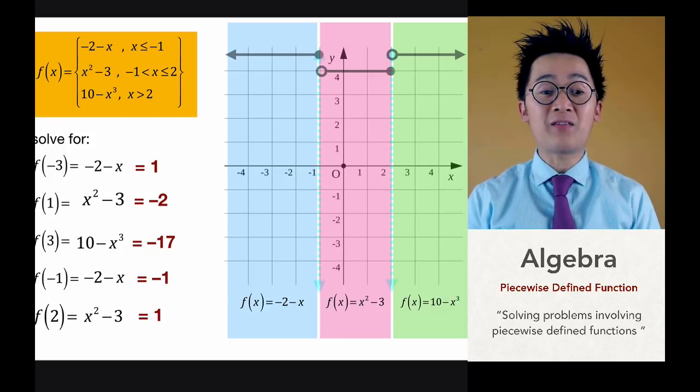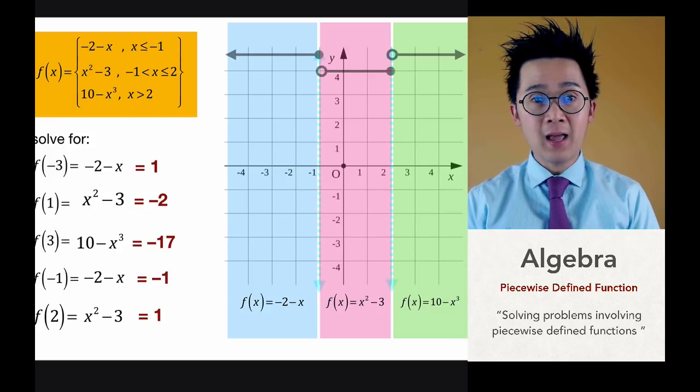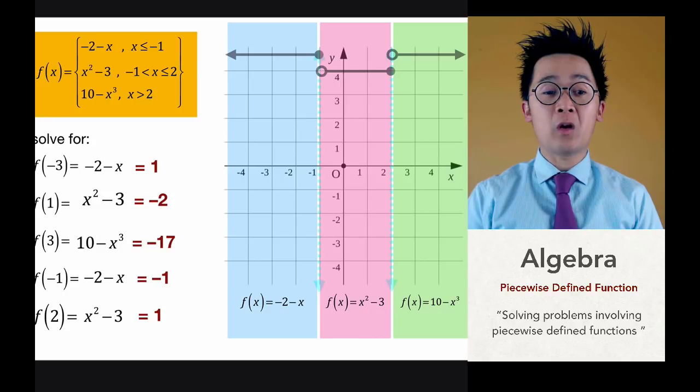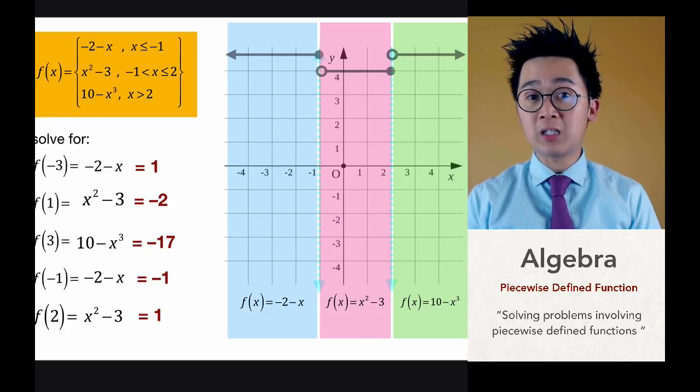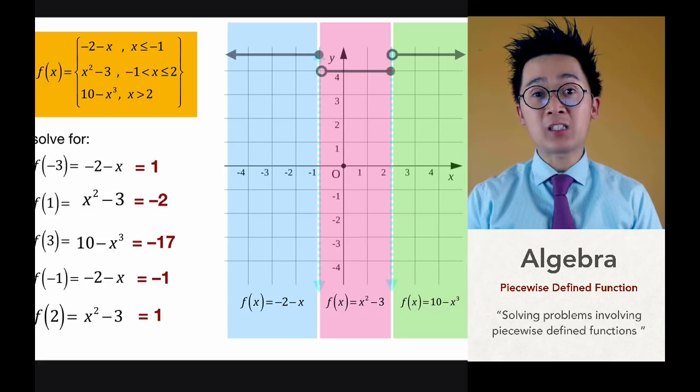So this is how we evaluate a piecewise defined function. And to be able to understand piecewise defined functions, you need to know how the function behaves, and you also need to visualize the range of values where x is true.